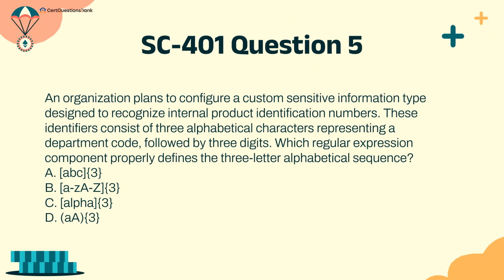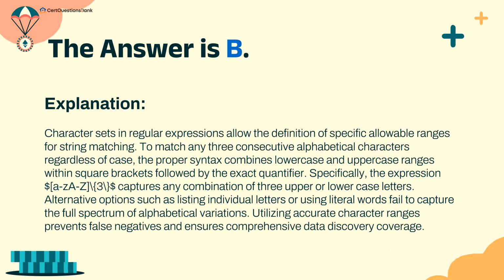An organization plans to configure a custom sensitive information type designed to recognize internal product identification numbers. These identifiers consist of 3 alphabetical characters representing a department code, followed by 3 digits. Which regular expression component properly defines the 3-letter alphabetical sequence? A. ABC{3}. B. [a-zA-Z]{3}. C. Alpha{3}. D. A{3}. The answer is B.